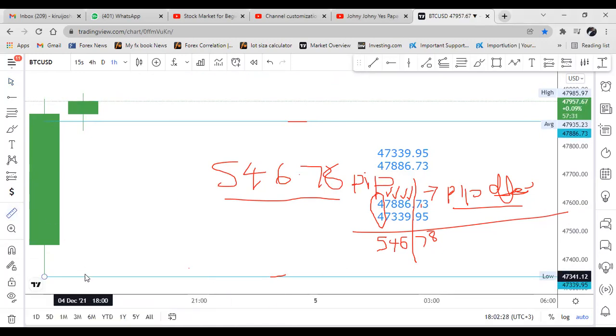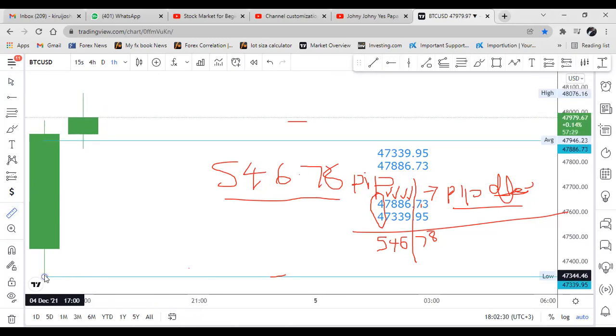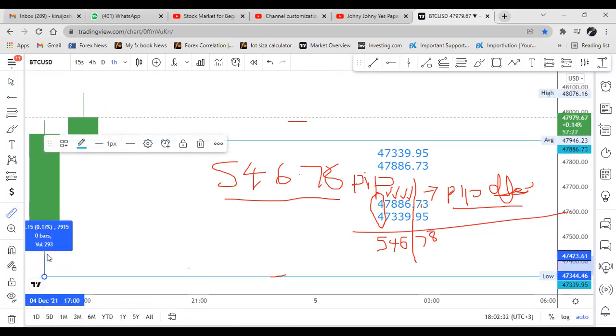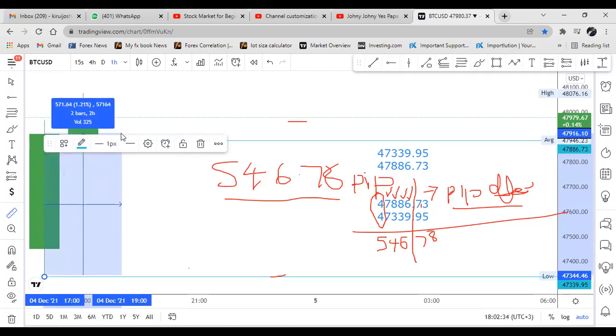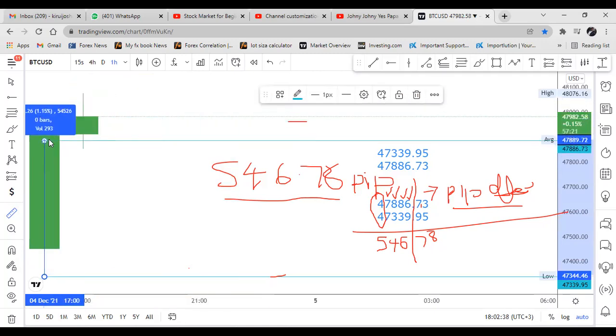Now let's use our ruler to do these maths. So that pair moved from that place there up to this place here. So let's see how many pips it made. 543.50. 543.50 pips. See?